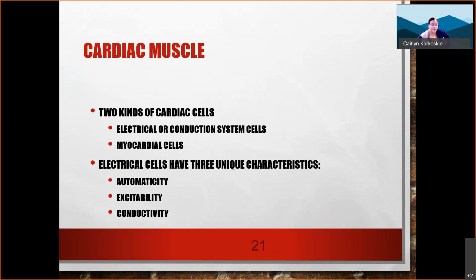Okay, so two kinds of cardiac cells. We have the electrical or conductive system cells, and the myocardial cells. The electrical cells are the ones whose electrical impulse helps with the contractions of the heart.